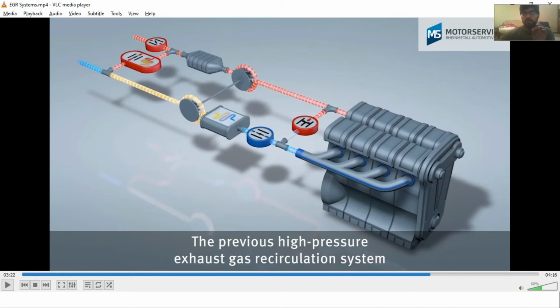Now here you can see that in order to follow the necessary requirements of the Euro 6 standard, not only these EGR systems are being used, another system is also being employed, which will be explained here in this video.